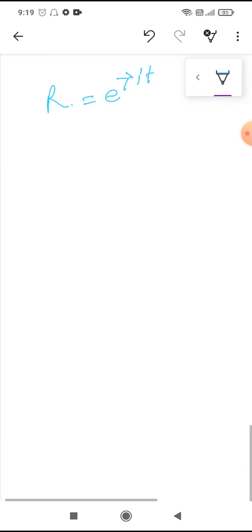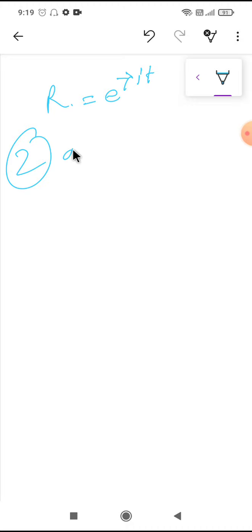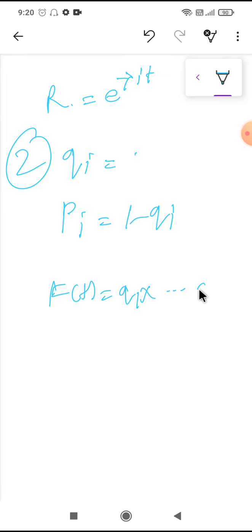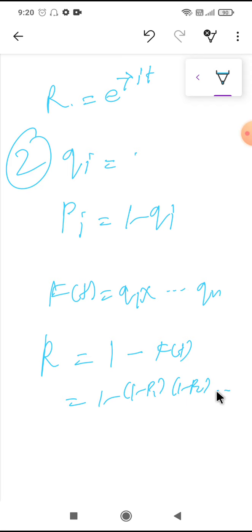Now if the system is connected in parallel, let us see. When the components are connected in a parallel system, let qi be the probability of failure of the ith component, and pi the probability of a successful operation. So qi is the probability of failure of the ith component, and pi is 1 minus qi, which is successful. Therefore the probability of failure of the system is given as q1 into q2 and so on into qn. So reliability of the system is R equal to 1 minus F of t, which is nothing but 1 minus (1 minus p1) into (1 minus p2) and so on. So this is the system connected in parallel.